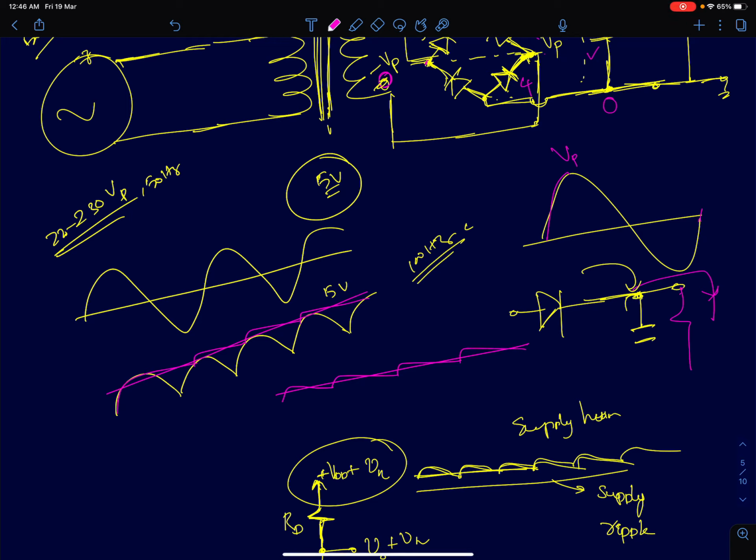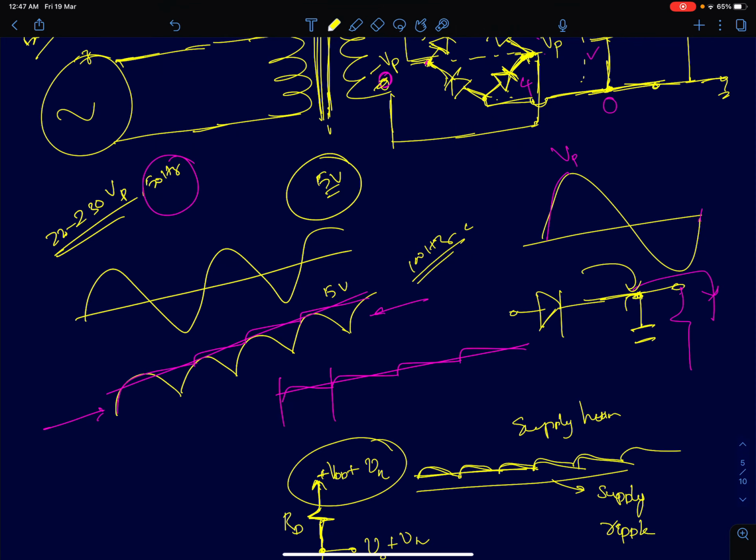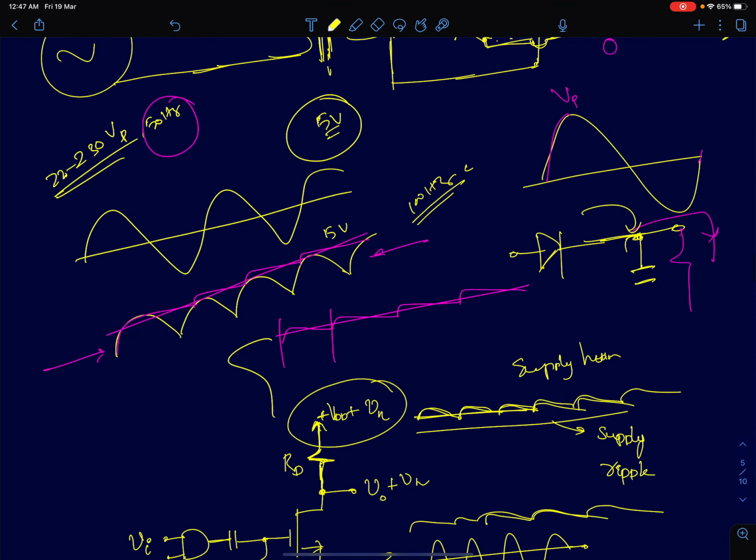And the frequency of the ripple, in case of a full wave rectifier, is going to be 2 times the frequency of the input sine wave. So the full wave rectifier output will be of frequency 100 hertz if I start with 50 hertz. So all I have now is that I'm going to feed this 5 volt as an input to the amplifier, but it's also going to come with a ripple, some unwanted component on the supply. Now mind you, this is 100 hertz.